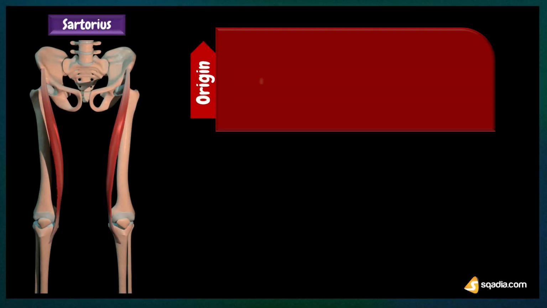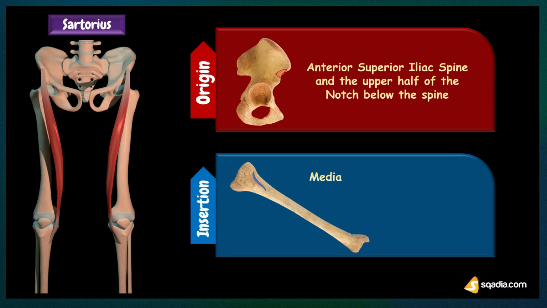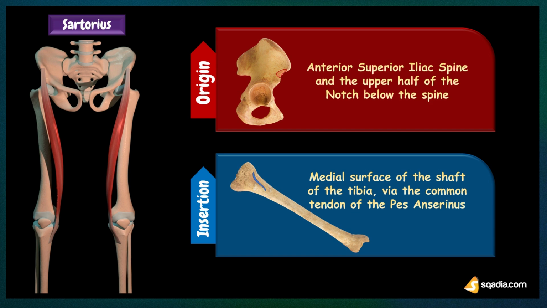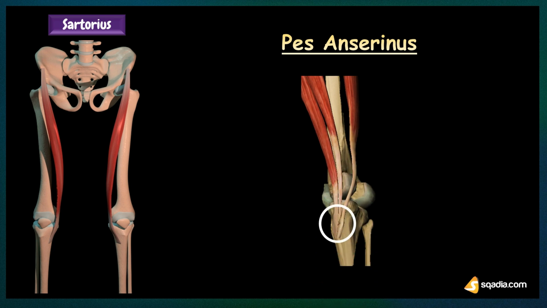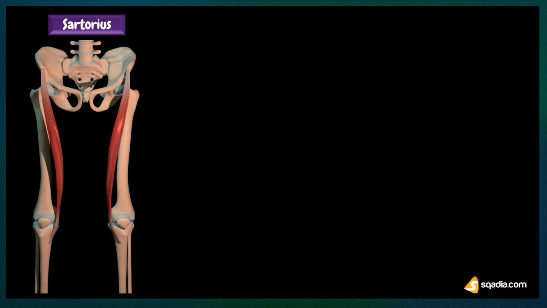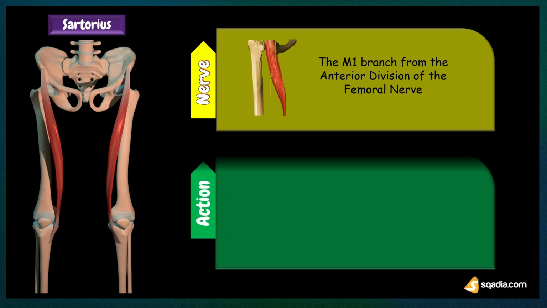The muscle originates from the anterior superior iliac spine and the upper half of the notch below the spine. The insertion site of this muscle is at the upper part of the medial surface of the shaft of the tibia by the common tendon of the pes anserinus. The pes anserinus is commonly said to be constituted by the tendons of three anatomical structures, namely sartorius, gracilis, and semitendinosus muscles. The sartorius muscle is innervated by a branch of the femoral nerve, the M1 branch, from the anterior division of the femoral nerve.